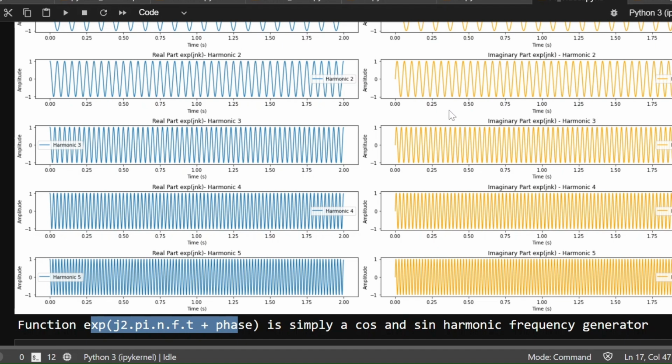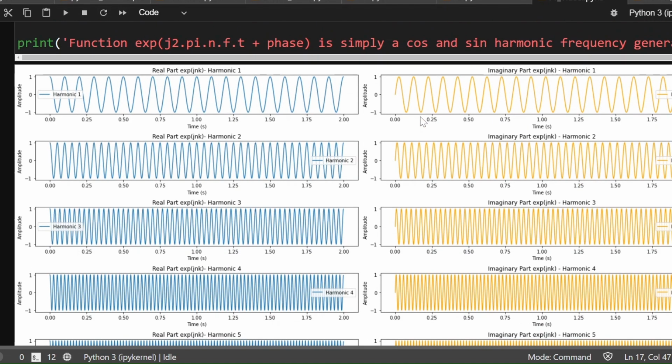So that's as far as oscillators are concerned, and the theory of circle and geometry, trigonometry, and exponentials are concerned.